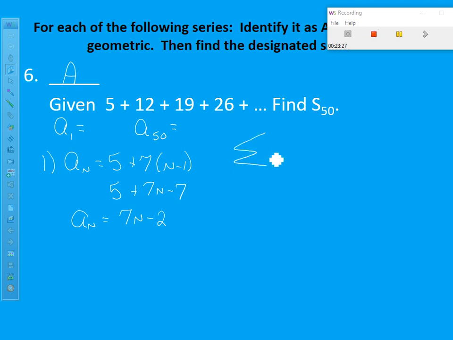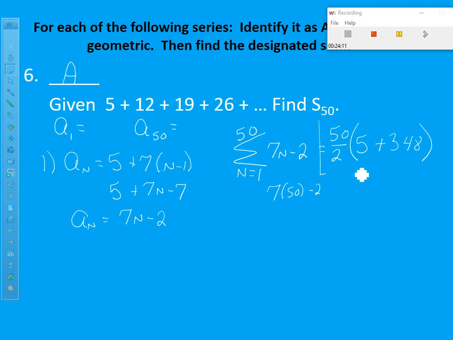Now, we're going to write it like this. The Greek letter sigma of 7n minus 2 from n equal 1 to 50. Now, this is your cue to use this formula, n over 2 times a sub 1 plus a sub n, to get the sum. So in this case, I'm going to have 50 over 2. I need to plug in 1 to get the first term. So 7 times 1 minus 2 is 5. 7 times 50 minus 2 tells me this is 348.